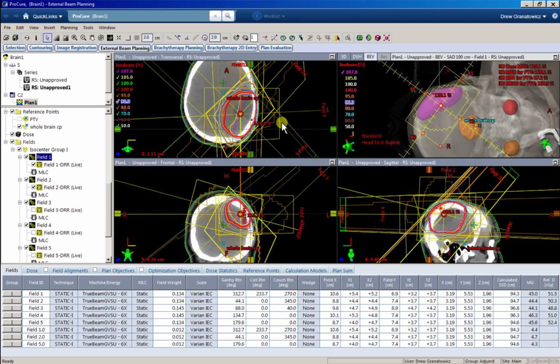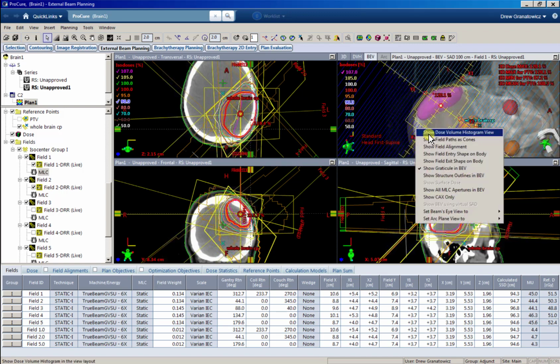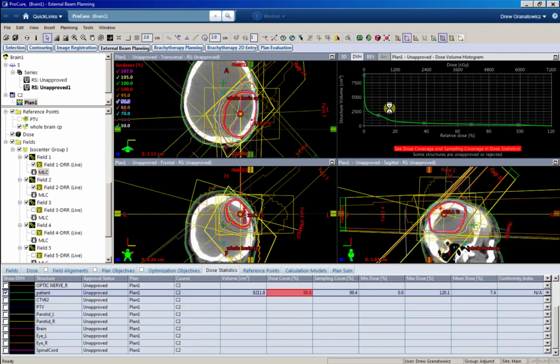Also, I strongly encourage you to manually adjust your block edges like we did in class last week in order to get an even more conformal plan, okay? But let's just go over how to measure the conformity index and gradient index.